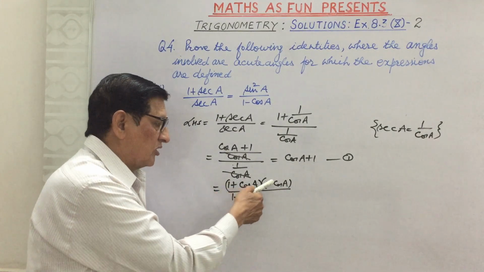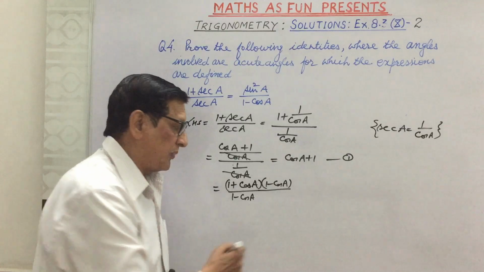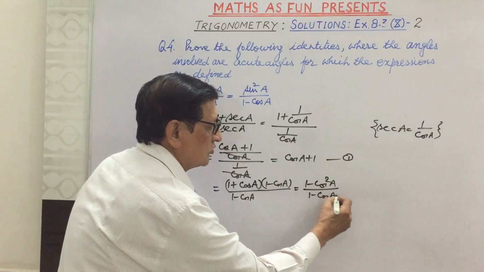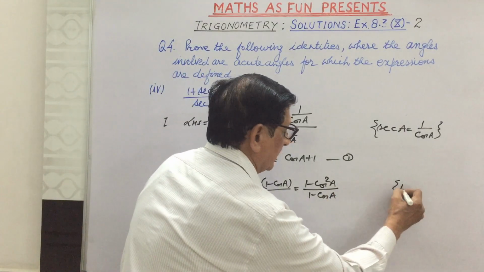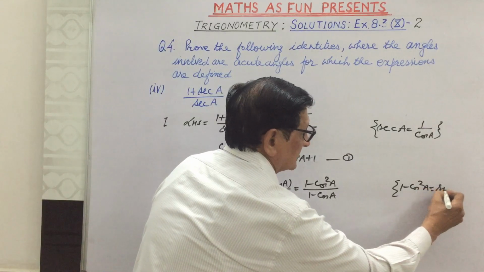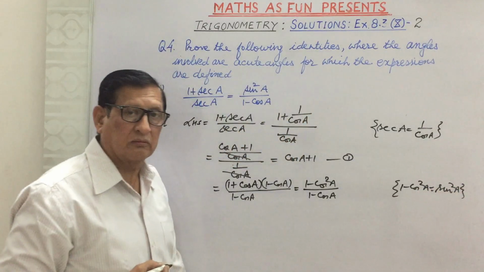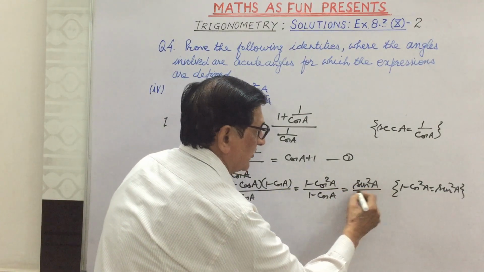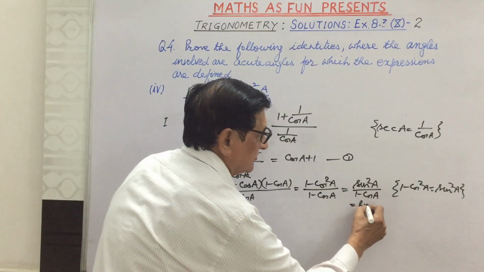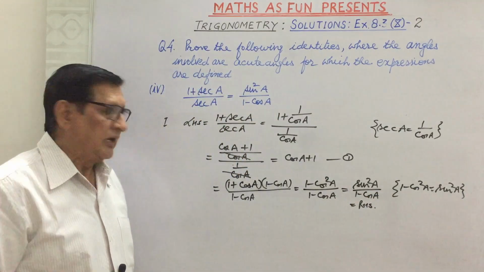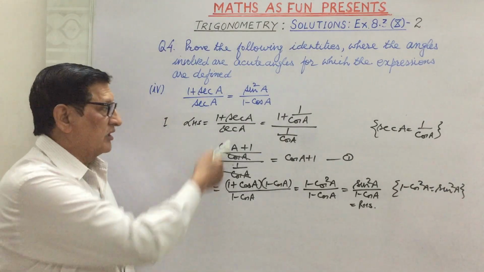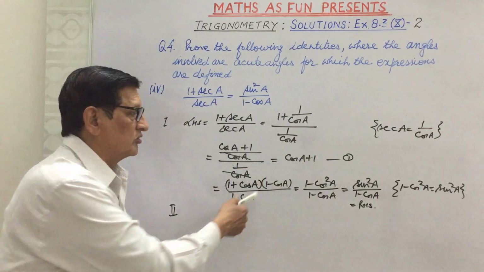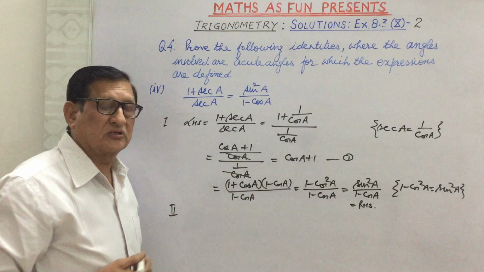We know A plus B into A minus B is A square minus B square. Applying that, we will be getting here 1 minus cos square A upon 1 minus cos A. And we also know that 1 minus cos square A is sin square A. So this is sin square A upon 1 minus cos A, which is the right hand side. In the second method, what we will do, we will continue it in the same way in the first part up to 1. We have shown that left hand side is equal to 1 plus cos A.